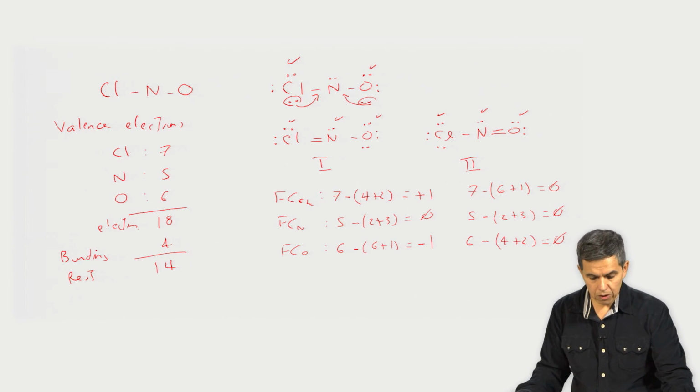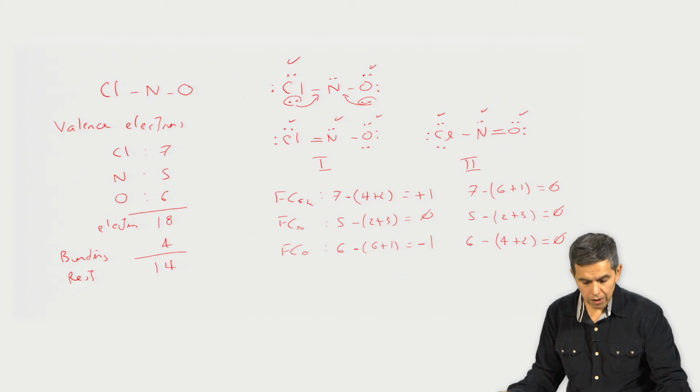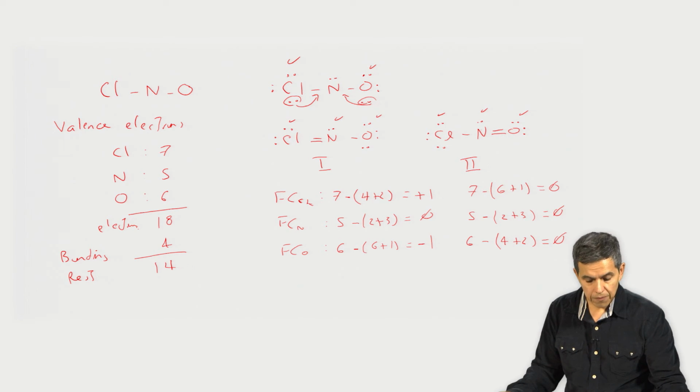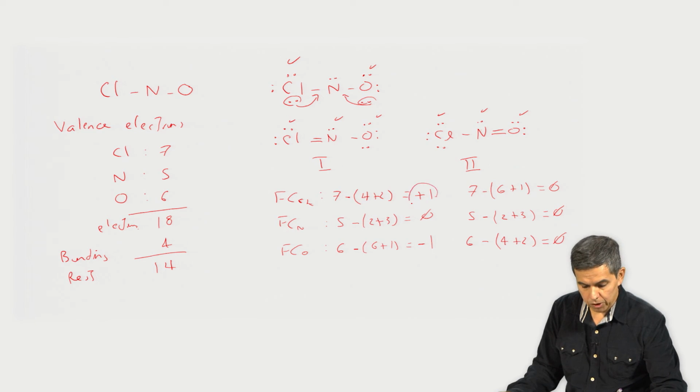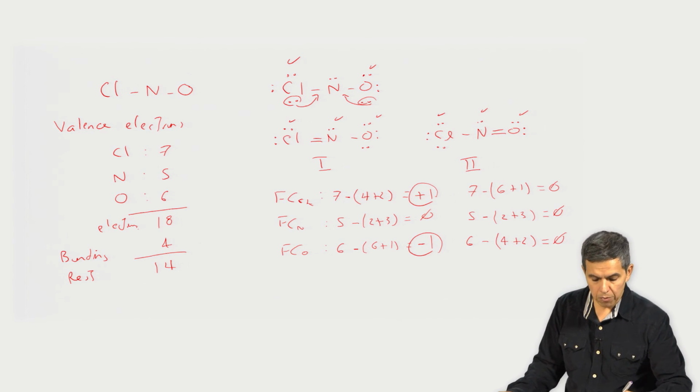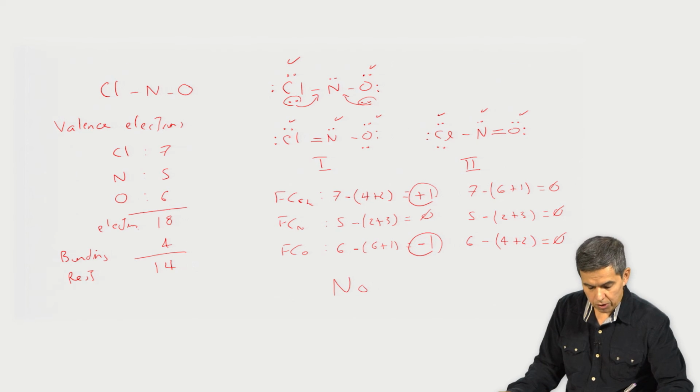So if you look at these structures, and we look at the rules to define what are the best structures to choose, we see that for the first structure, chlorine will have a formal charge of +1 and oxygen will have a formal charge of -1. This is not going to be a good combination because it's attributing a positive charge to chlorine, which is more electronegative than any of the elements present.